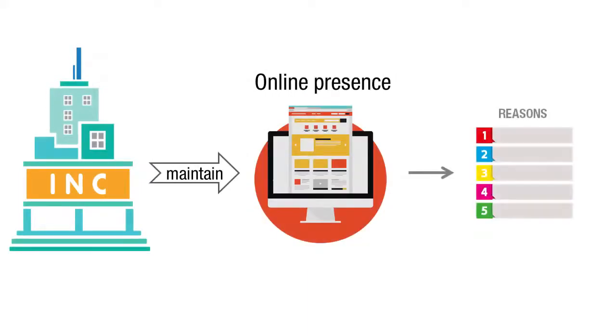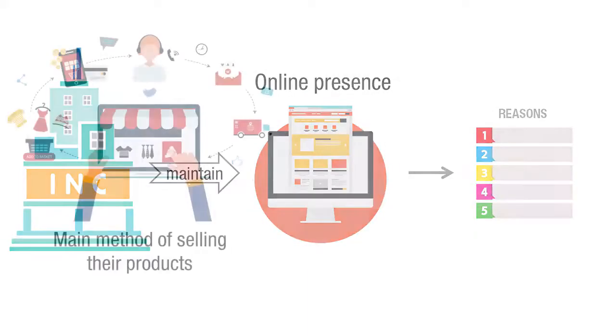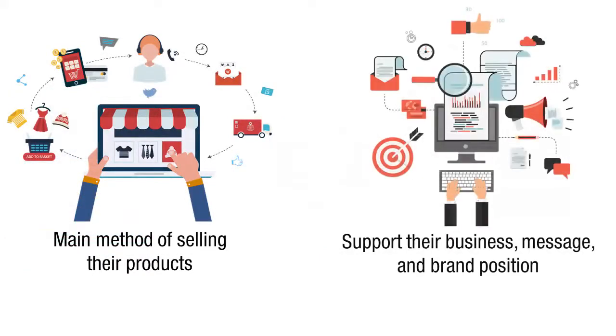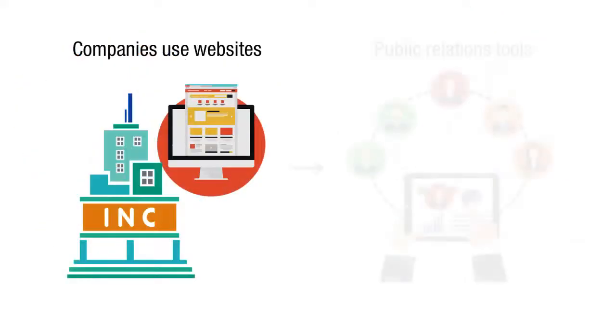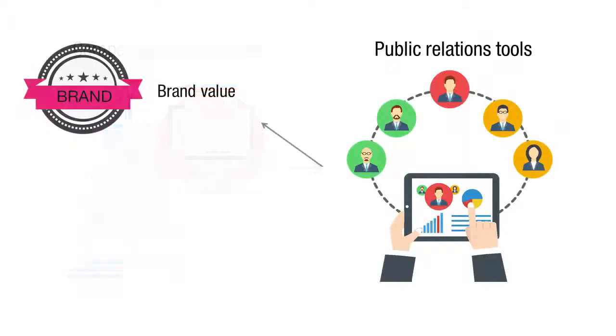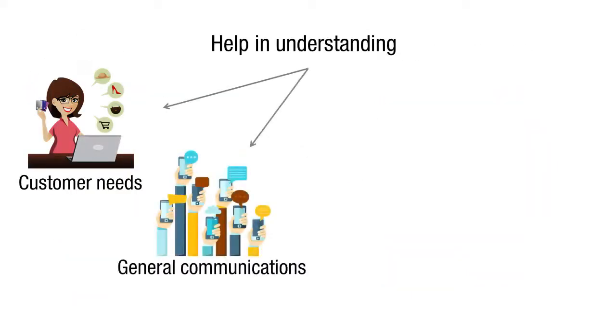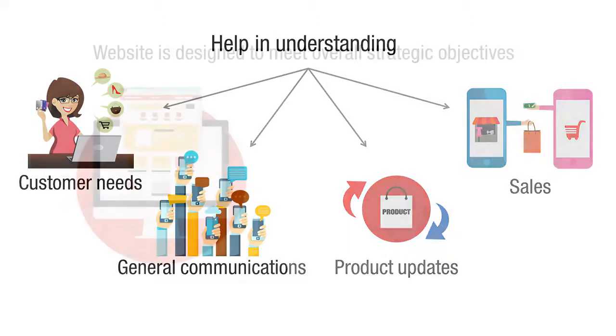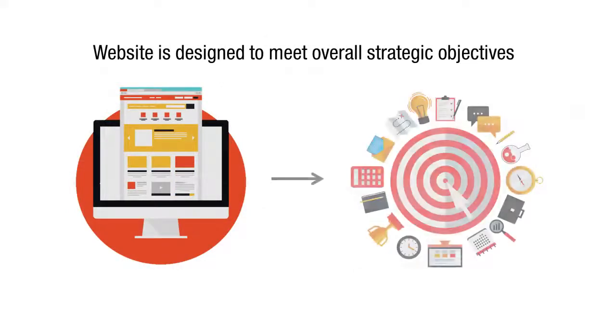Site development perspective. Purpose. Companies maintain a web presence for a variety of reasons. While some companies use websites as their main method of selling their products, other companies have an online presence just to support their business, message, and brand position. There are companies that use websites as a public relations tool to enhance brand value in the minds of their customers or to evaluate product feedback from customers that may help in understanding customer needs, general communications, product updates, and sales. The digital marketing team is responsible for ensuring that the website is designed to meet the overall strategic objectives outlined in the marketing strategy.